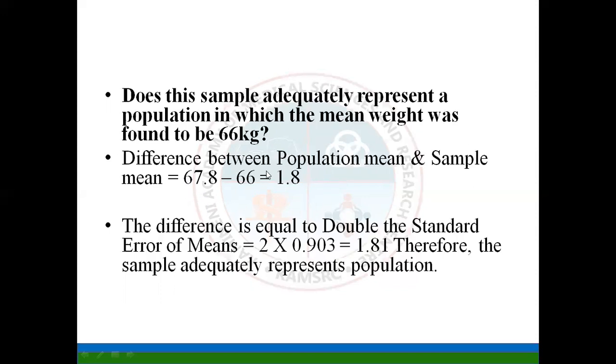Is this difference acceptable? Only when it is acceptable would we say this sample represents a population. So how do we know which is acceptable? For that, we need to take plus or minus 2 into standard error of the mean. So this 2 into standard error of the mean comes to 1.81. The difference, 1.8, is within plus or minus 1.81. So what does it say? The sample adequately represents the population.